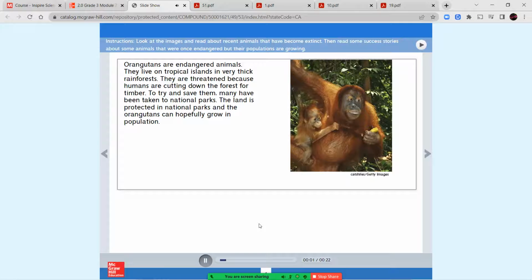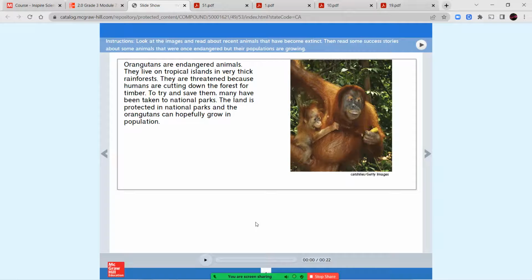Orangutans are endangered animals. They live on tropical islands in very thick rainforests. They are threatened because humans are cutting down the forest for timber. To try and save them, many have been taken to national parks. The land is protected in national parks, and the orangutans can hopefully grow in population.